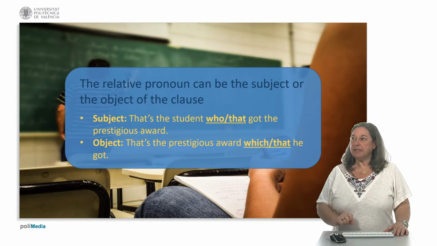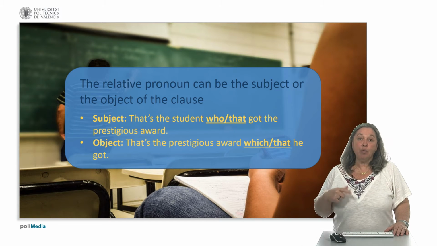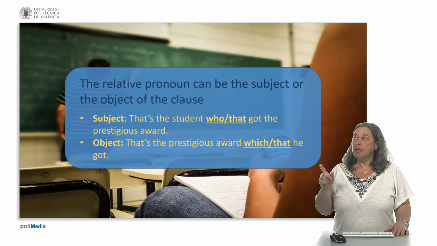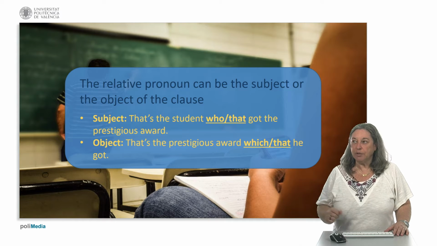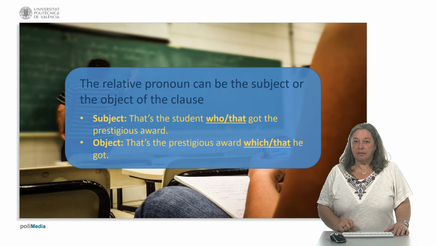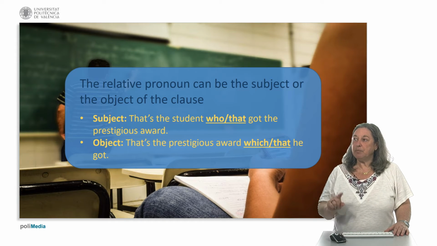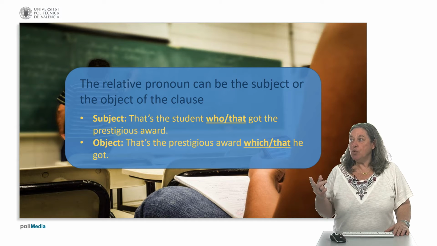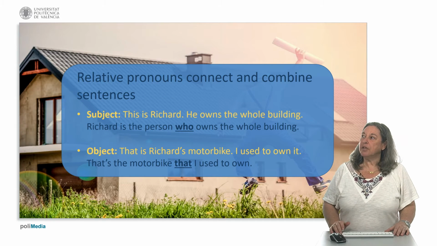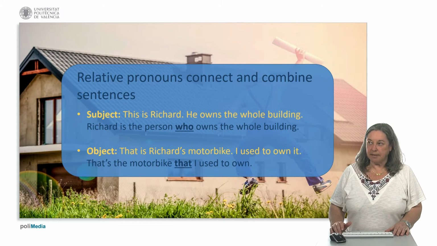For example, when it's the subject, that's the student who got the prestigious award. Or we can say, that's the student that got the prestigious award. When it's an object of the sentence, that's the prestigious award which he got. Or that's the prestigious award that he got. Okay?